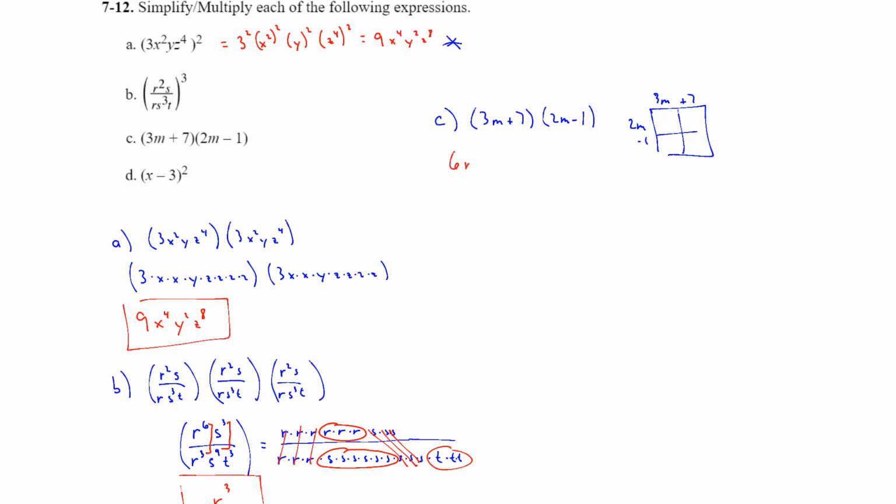So it looks like we will get 6m squared minus 3m plus 14m minus 7. Combine your like terms, and you get 6m squared plus 11m minus 7. If you're using the generic rectangle, you'll see the same 4 terms. And then you combine them as well.